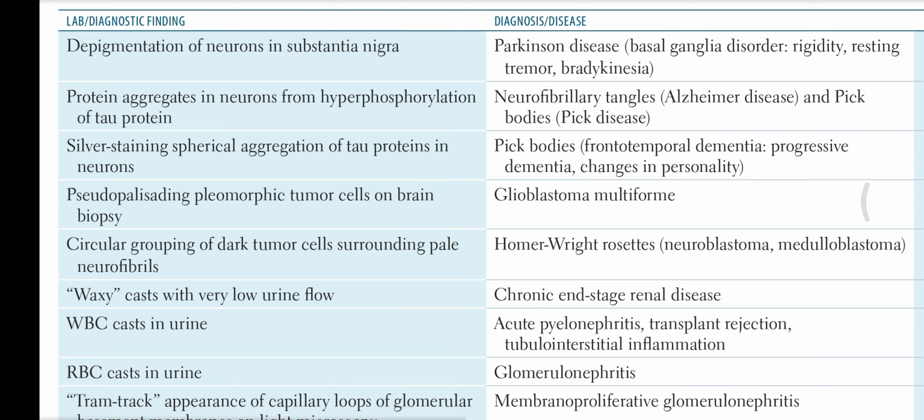Protein aggregates in neurons from hyperphosphorylation of tau protein, that is neurofibrillary tangles. It is present in Alzheimer's disease, Pick's disease.